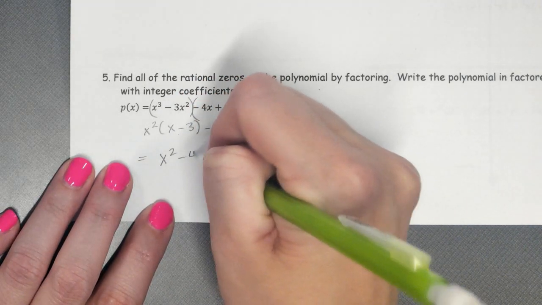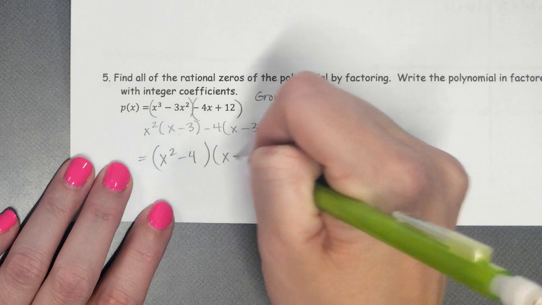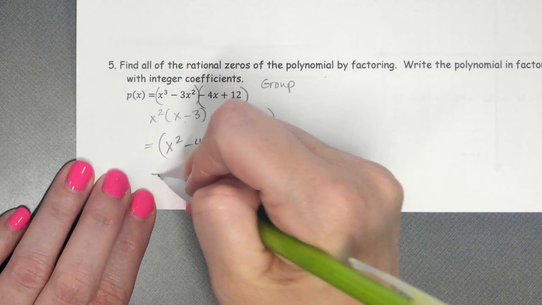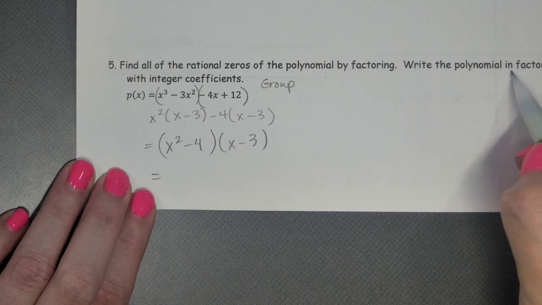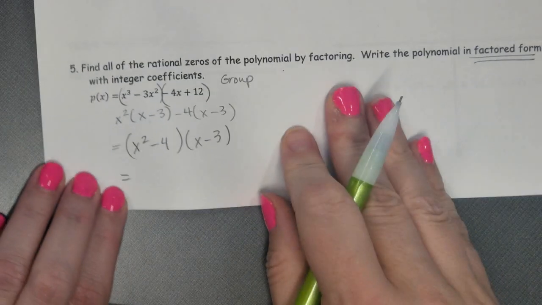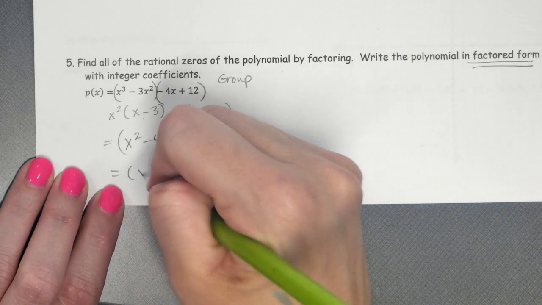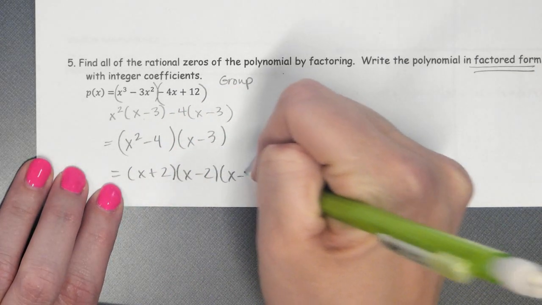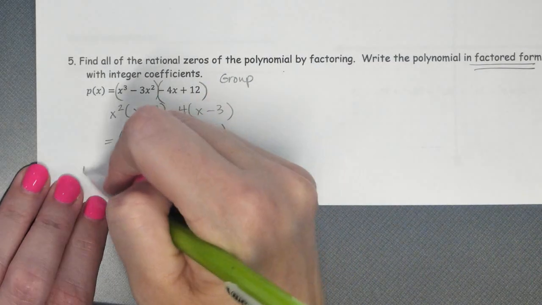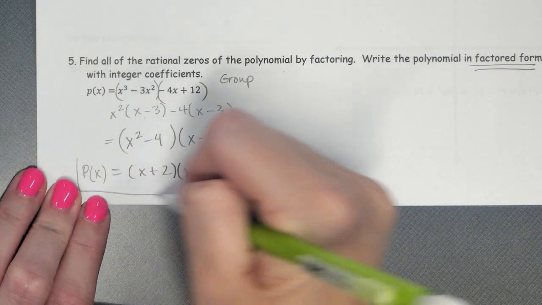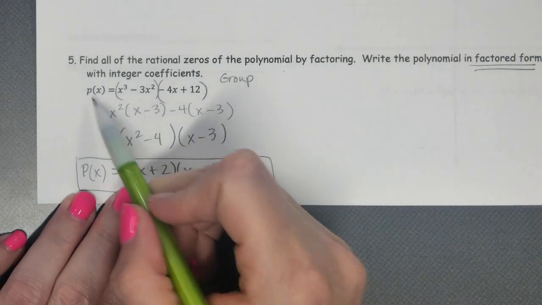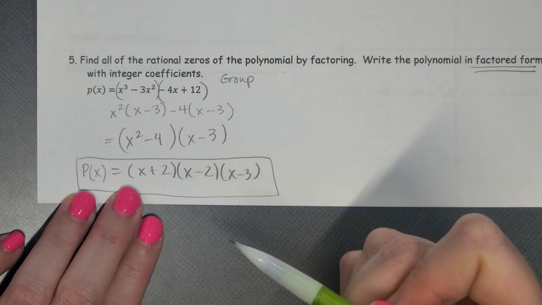Now, we had something kind of similar on our quiz. Remember, when you're solving by factoring, make sure you factor this. So you have to write this in factored form. Okay, so you have x plus 2, x minus 2, x minus 3, and then equals p of x. So will you put equals p of x for me, please? So that is this in factored form.